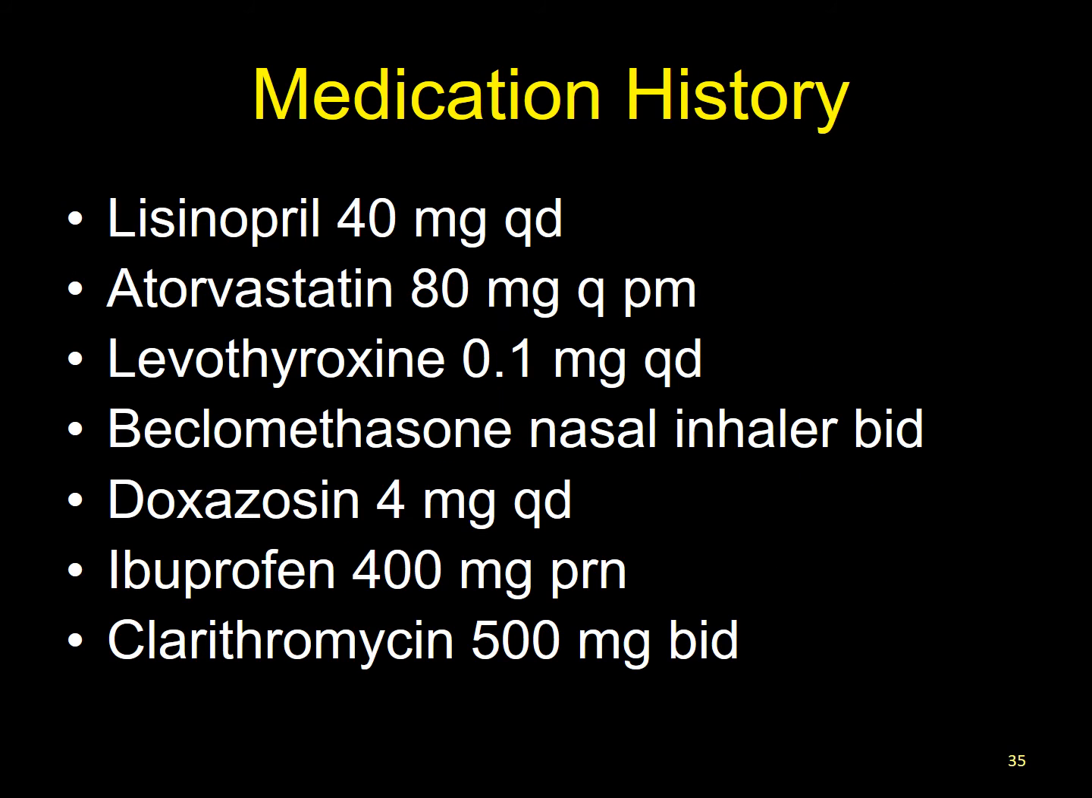These are the medications she was on coming into the hospital. Or actually, these are the medications she was on when she was started on her clarithromycin. Lisinopril for blood pressure, atorvastatin for dyslipidemia, levothyroxine for her thyroid problem, beclomethasone is a steroid nasal inhaler. She probably had allergies. Doxycycline, a really old-time blood pressure medication. Ibuprofen, she probably got headaches once in a while or arthritic pain. And then she was put on the clarithromycin for her pneumonia.